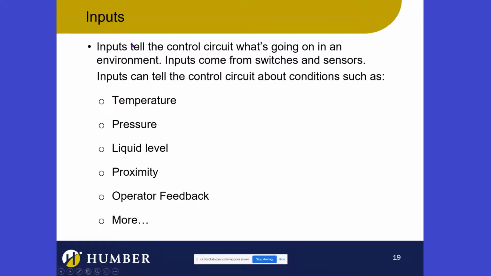So inputs. They tell the control circuit what's going on, just what's happening in the environment. Inputs come from switches and sensors. That's it. It really doesn't come from anywhere else. Inputs can tell the control system about conditions such as temperature, pressure, liquid level, proximity, operator feedback, like a button. Yeah, a button is an input. All of these things tell the control device about events.